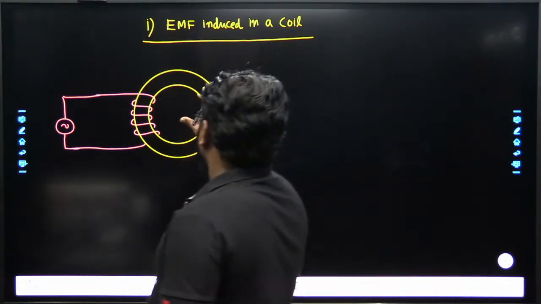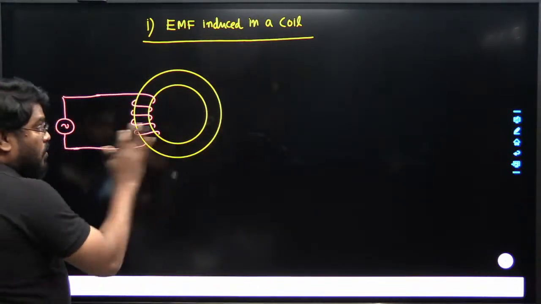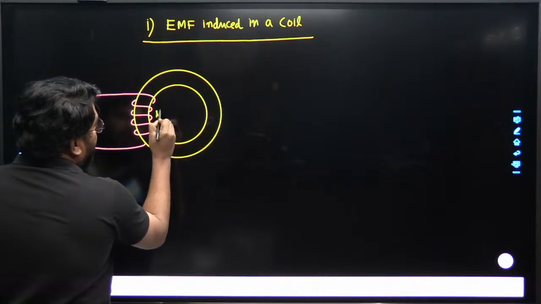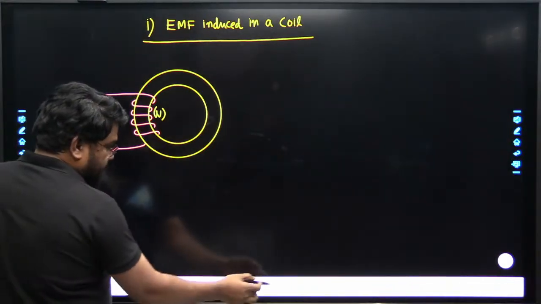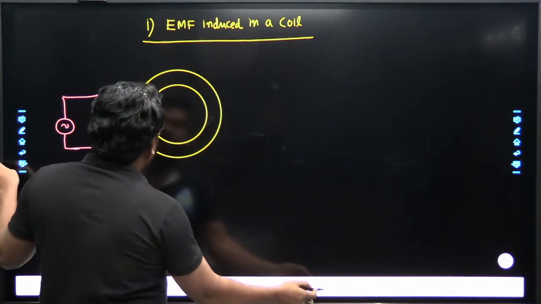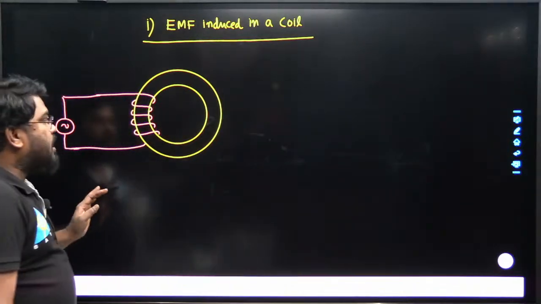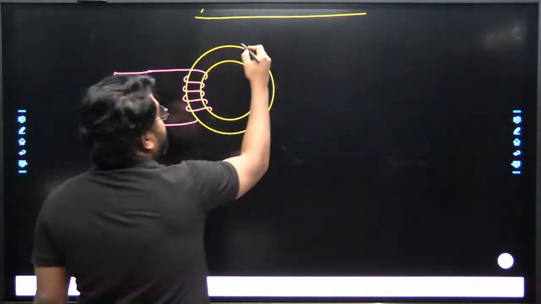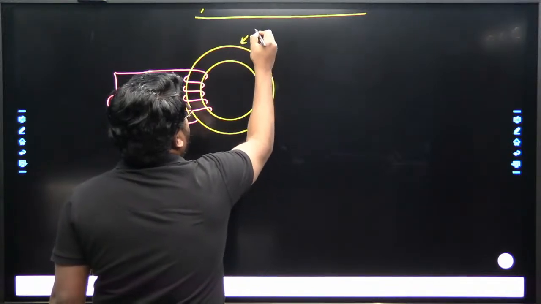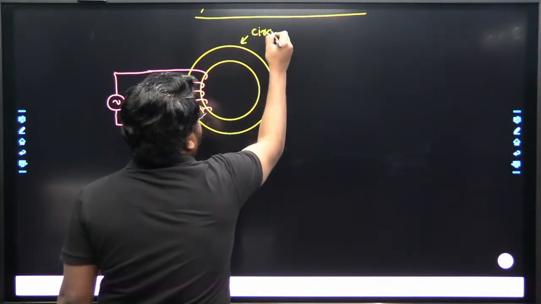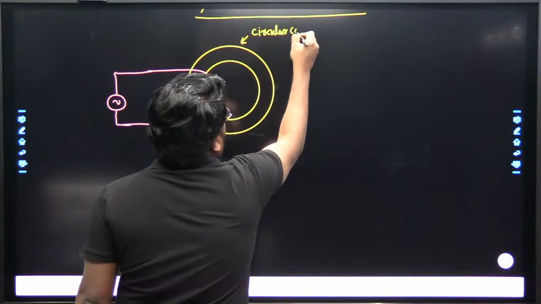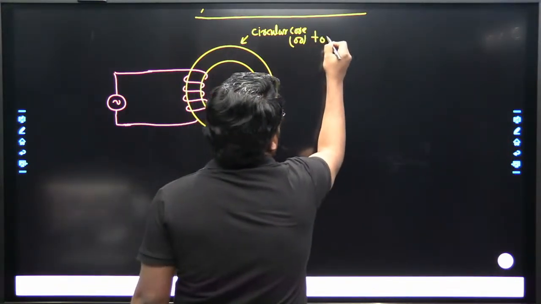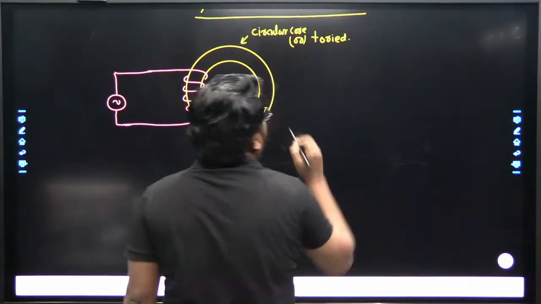Suppose we have one circular core, and a winding of some N number of turns is placed on the core, like this. So we have one circular core, and N number of turns are placed on the core. All of it clear? This circular core is technically known as the toroid. It is also called the toroid.